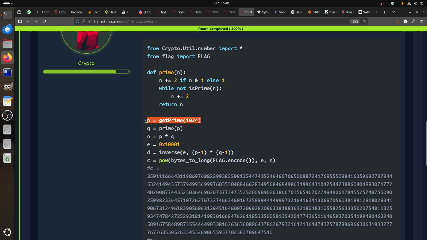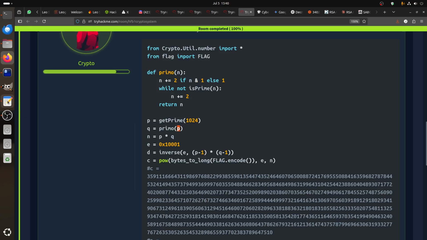So this is fine. The problem is here. Remember for RSA you have P, Q, and N, all these numbers. This is the standard, that's fine. The problem is Q. When this function is called, it means look for the next prime after P. That's what it is doing.